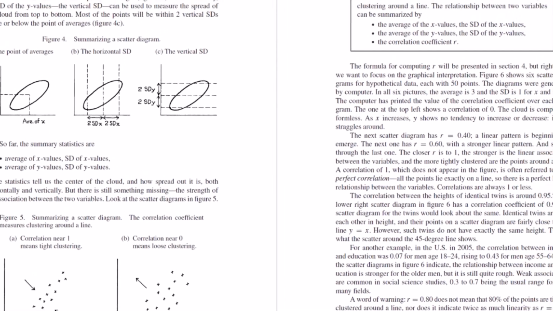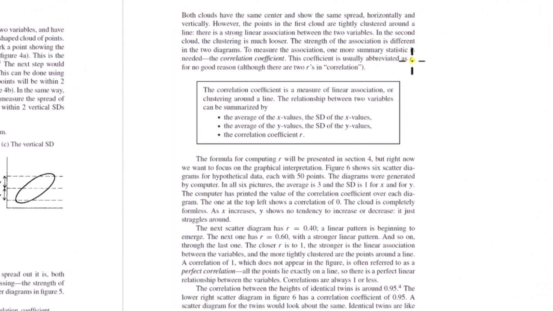Now, if we come back here, the correlation coefficient is abbreviated as R. That's the normal way you do it, and there's no real good reason for this. Think about it maybe that there's two R's in correlation. So the correlation coefficient is a measure of linear association or clustering around a line, any line, not just a 45-degree line. The relationship between two variables can be summarized by the average of the x values, the standard deviation of the x values, the average of the y values, the standard deviation of the y values. So the point of averages and then the spread around those horizontally and vertically, and the correlation coefficient, R.